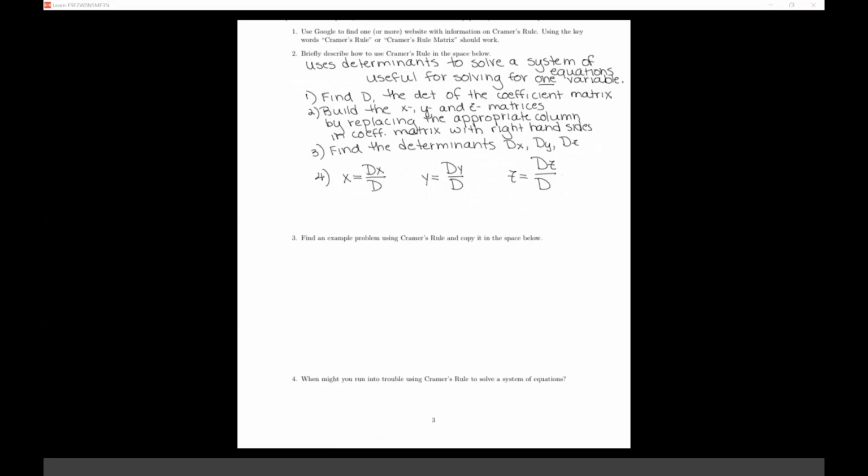Because again, you kind of want to see how it works. And what we're going to do is leverage building the determinants onto Symbolab. So here is a system of 3 equations and 3 unknowns.